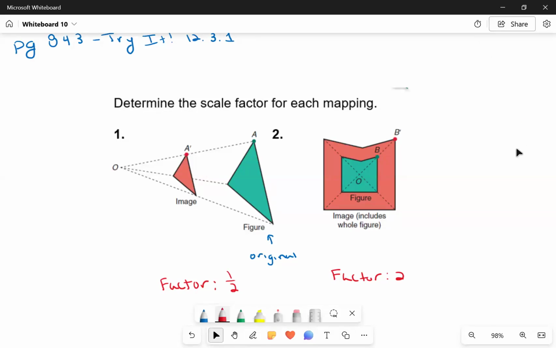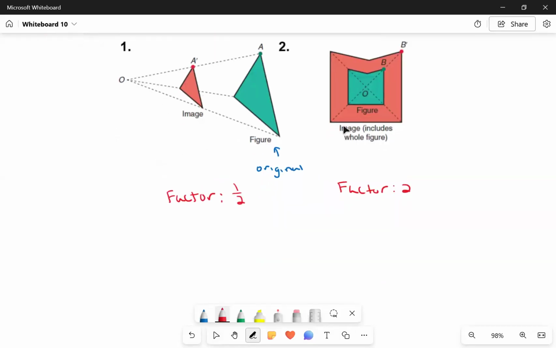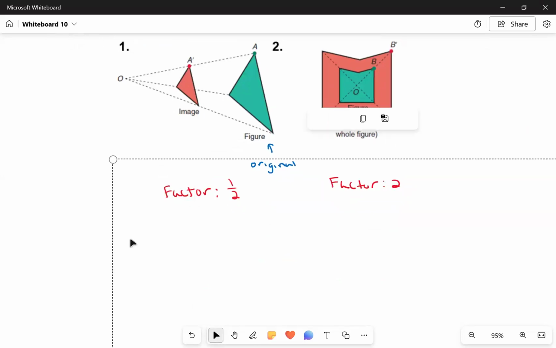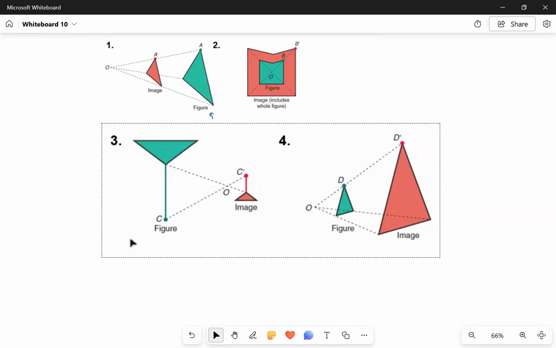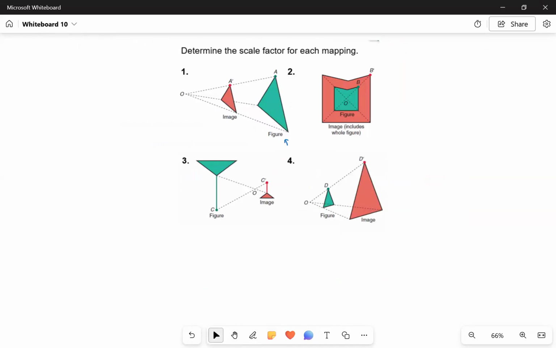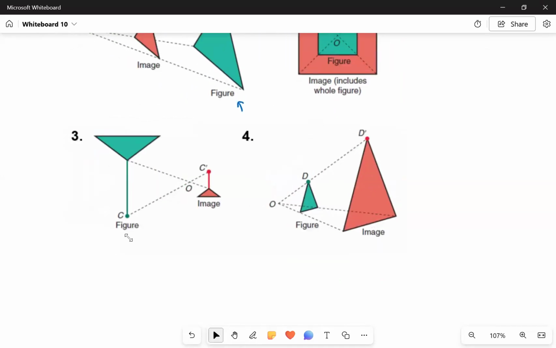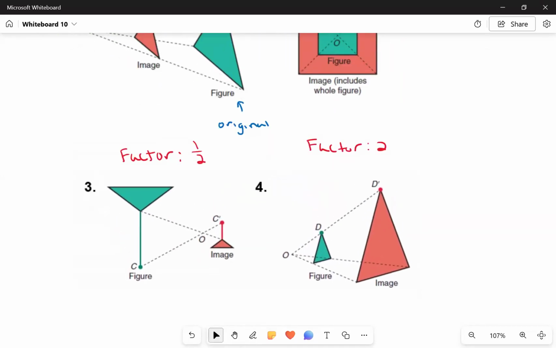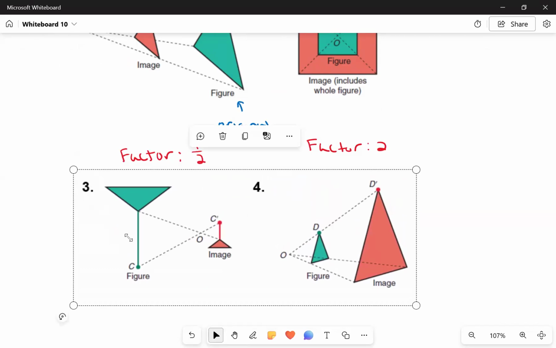Okay, so I'm going to go ahead and paste in the second version of this so we can look at the rest. And again, let me shrink it down a little and zoom back in. There we go. I just realized I covered up what I wrote there. There we go. Okay, so for the third one here, the original is the green one.